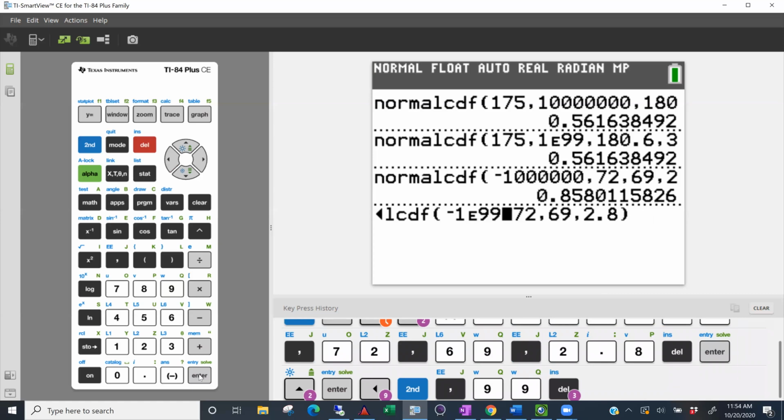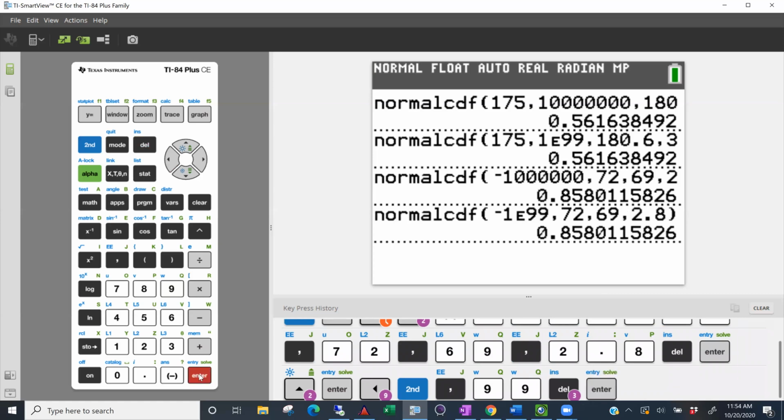And again, I should get the same answer. There's a lot of numbers you can use for the lower bound, just as long as it's far enough out there, it'll trick the calculator into thinking it's negative infinity. I got it. It was just that I wasn't putting in negative 1,000 or negative 1 million. It was just popping in as 1 million. So anytime we do the lower limit, I have to remember to put in the negative.